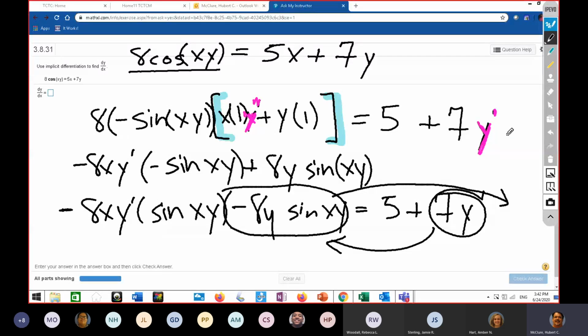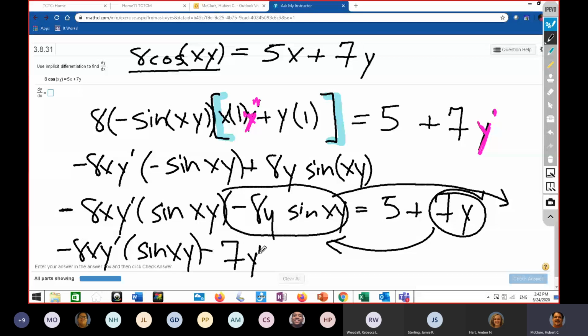So I'm going to get negative 8xy prime times the sine of xy, and then if I bring that 7y prime over, that's going to be minus 7y prime is equal to, that 5 is over there, and that's going to be plus 8y sine of xy. Now what we're going to do, factor out of what? Y prime. Factor out y prime.